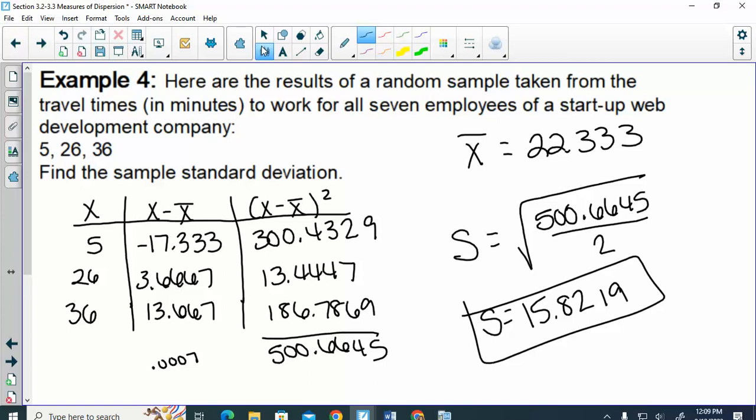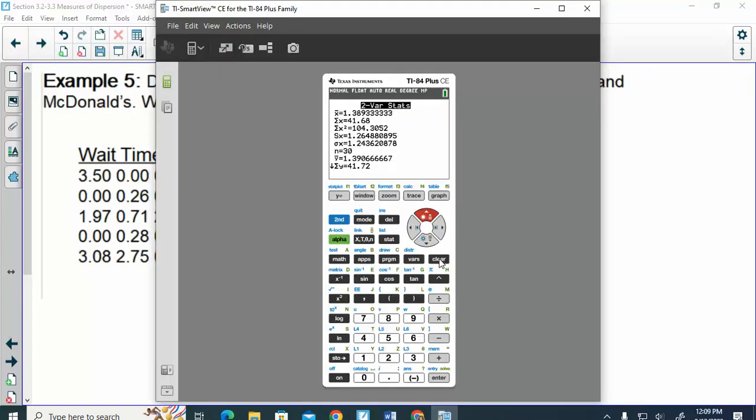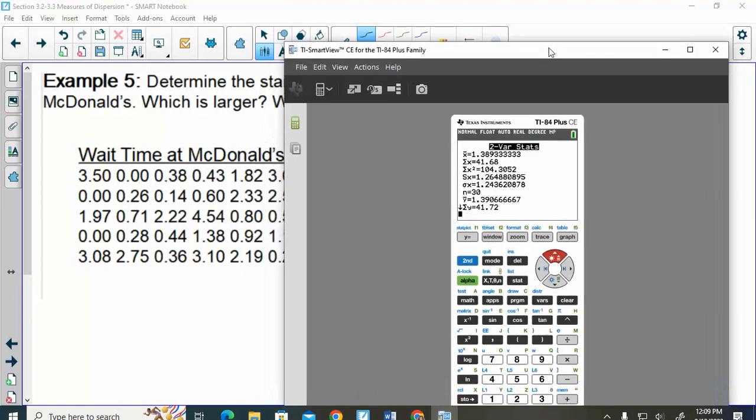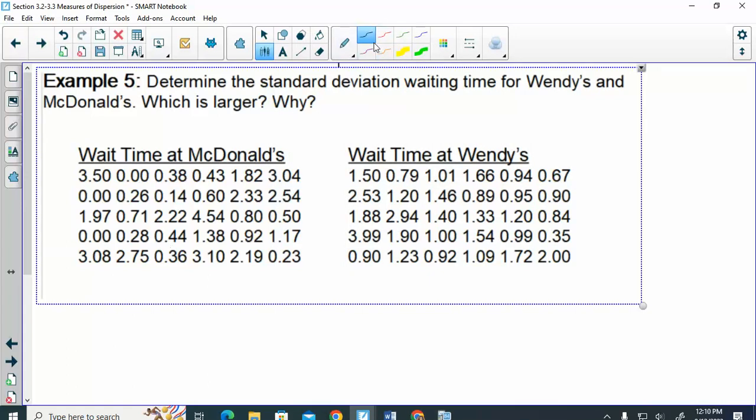Alright, is this okay? Alright, so now I'm feeling really bad because I told you to delete all that data, and then the next example I had my McDonald's data again. So we're going to do it on my calculator up here because I haven't deleted those out. Okay? So if I wanted the standard deviation for Wendy's and McDonald's, we're just going to look at my calculator. Would I be looking at S or sigma? Is this a sample or a population? A sample. So we need the S.